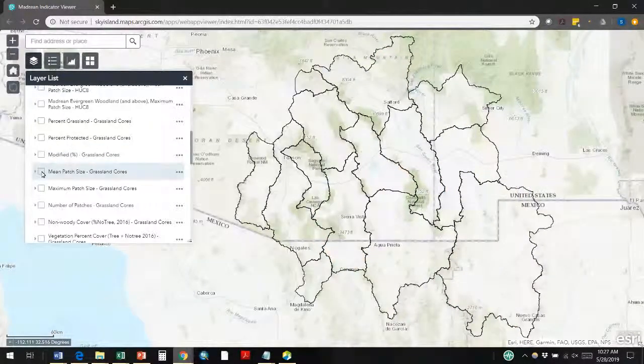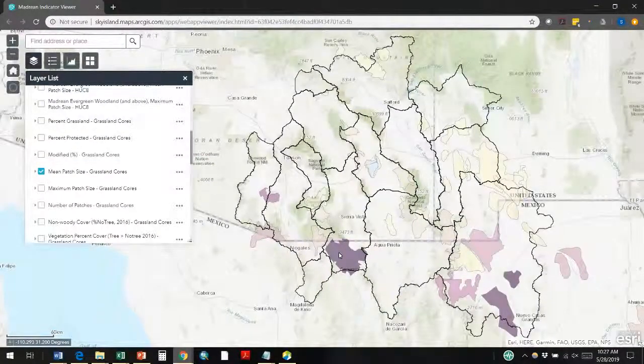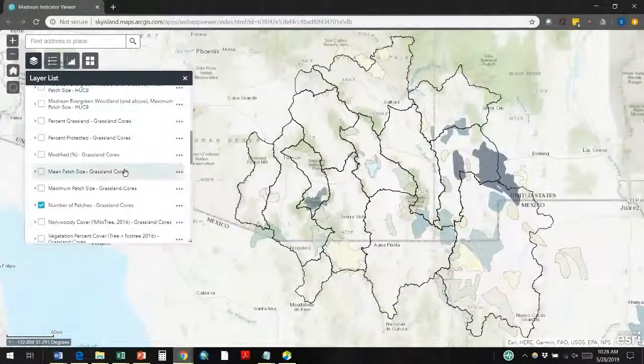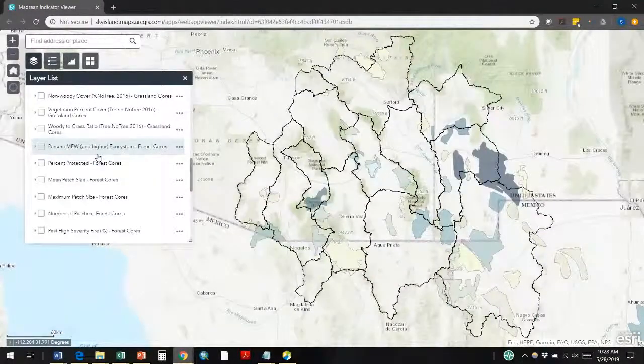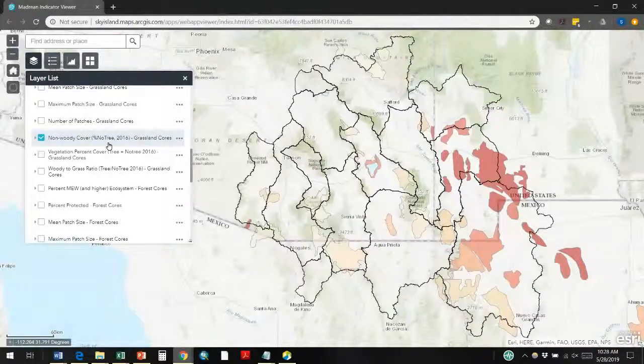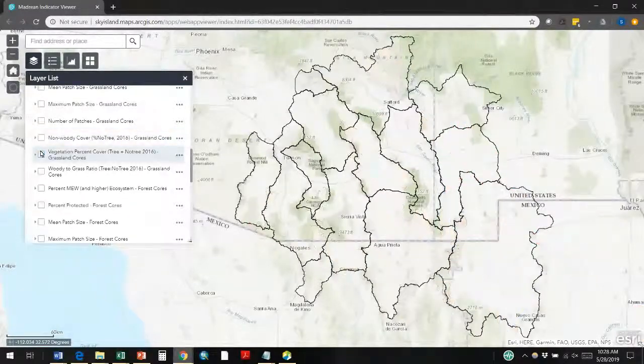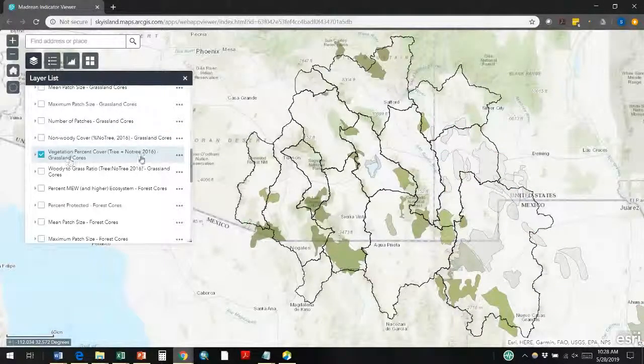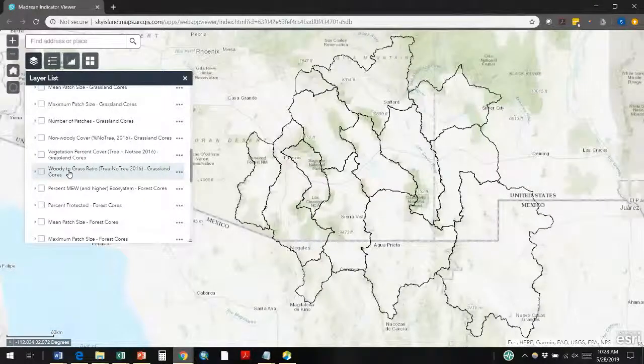And then this might be a more relevant place to measure fragmentation, but we also did the fragmentation within each grassland core. So here's the mean patch size, and we also have the maximum patch size and the number of patches of grassland. And then we have the percent no tree, so non-woody cover within each of the grasslands. So higher would be better. And then we have the total vegetation percent cover based on tree plus no tree, so anything that's not bare ground. And then there's a woody to grass ratio that's similar to those others.